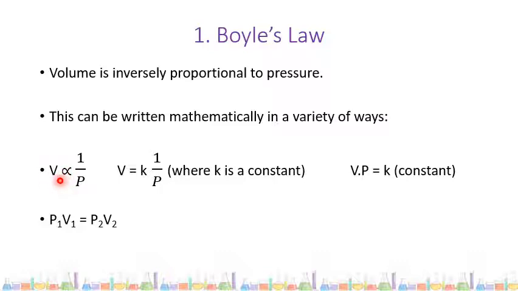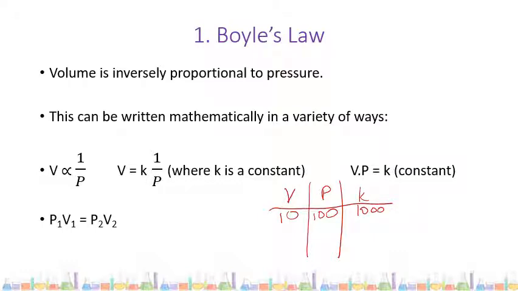It can be shown writing the symbols out using alpha for meaning proportional. Volume is proportional to 1 over pressure. If we want to make that an equal sign, we can do that by multiplying 1 over P by K, a constant. Rearranging that, we're saying that volume multiplied by pressure is equal to a constant value. If I give you a volume of 10 centimeters cubed and a pressure of 100 kilopascals, my value for K there, V multiplied by P, would be 1000.